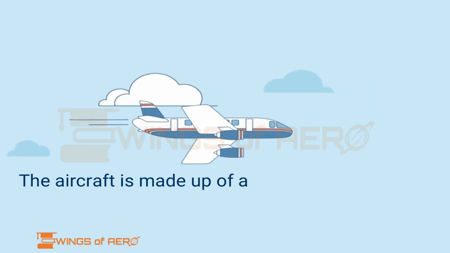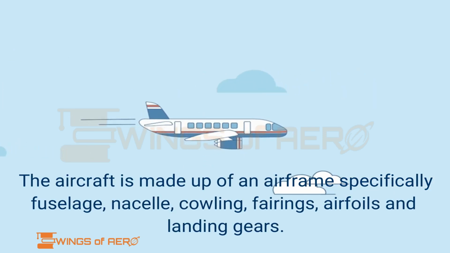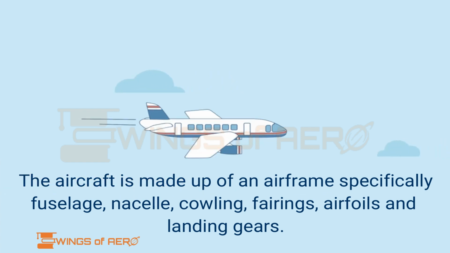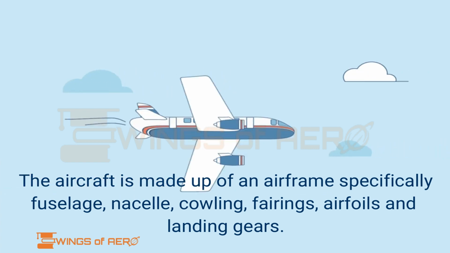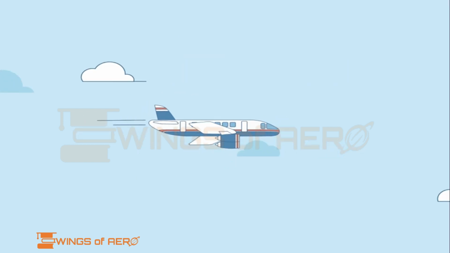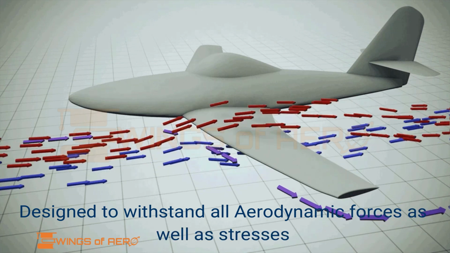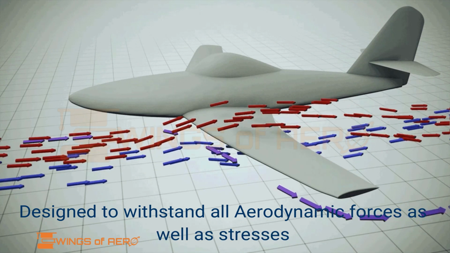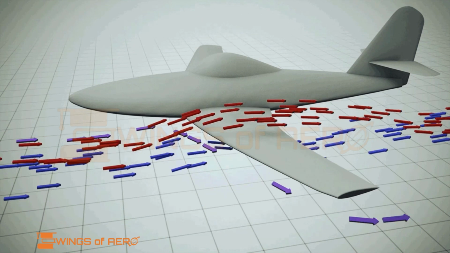The aircraft is made up of an airframe, specifically fuselage, nacelle, cowling, fairings, airfoil, and landing gears. These airframes are the basic structure of an aircraft. This is designed to withstand all the aerodynamic forces as well as all stresses imposed by the structure.